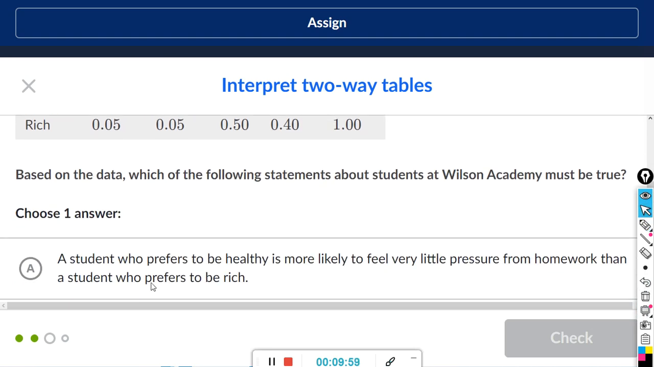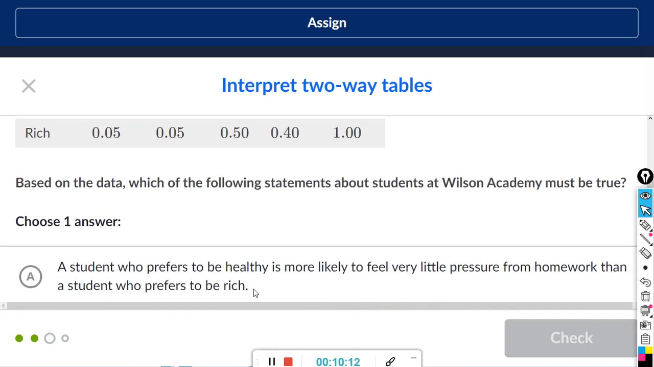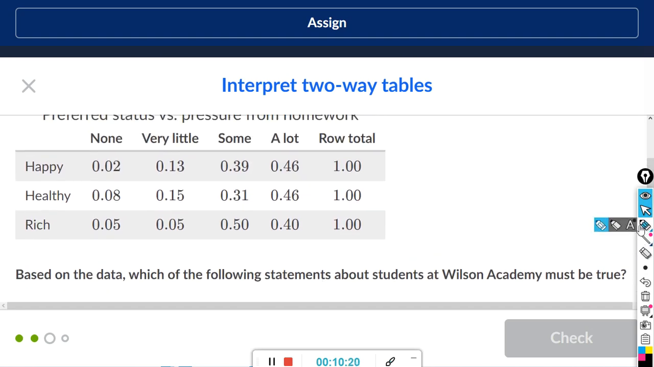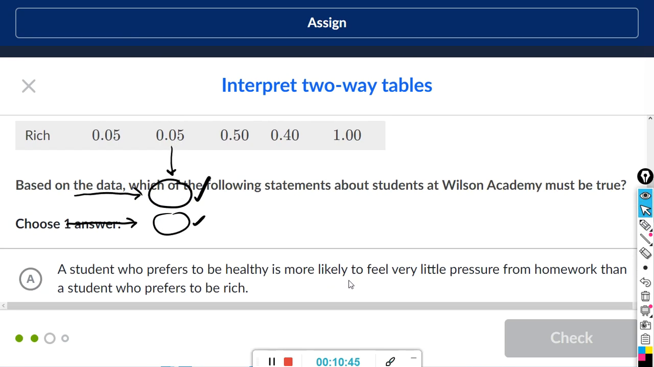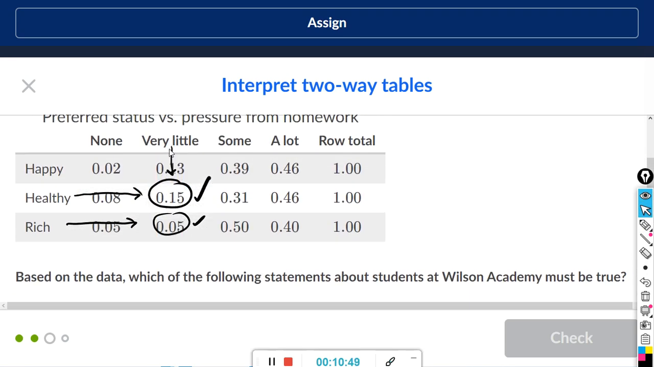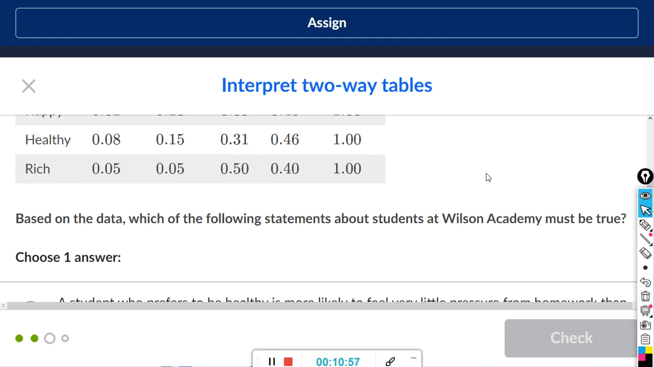A student who prefers to be healthy is more likely to feel very little pressure than a student who prefers to be rich? Let's see. That's true because this is more than this. So it's answer A. You can compare the likelihood of the columns. More likely to feel very little pressure. The very little pressure is right here. That's a column, up and down. But you can't compare the rows because we have the row totals only. So it is answer A, but I'm going to go through the other ones.